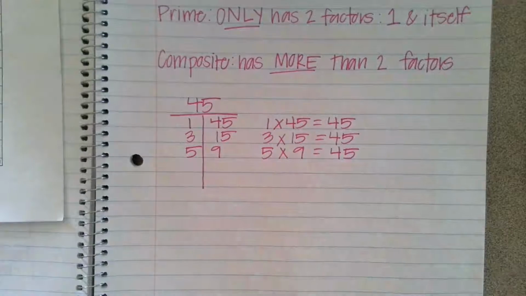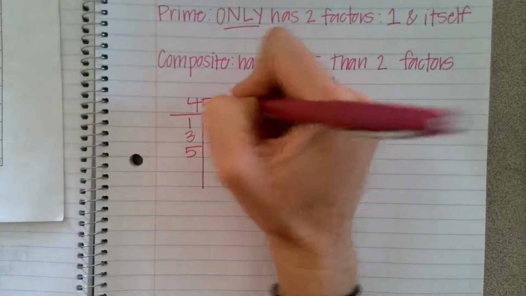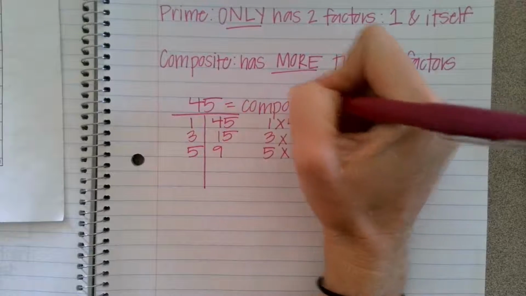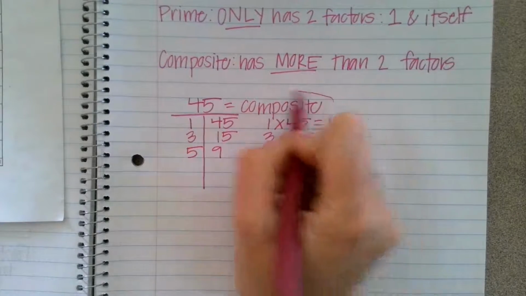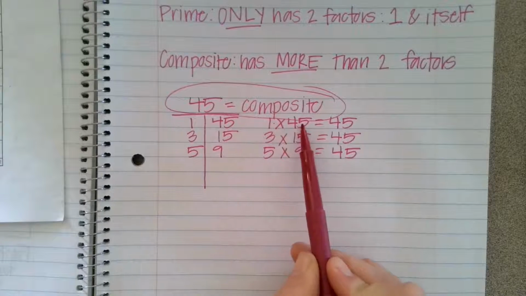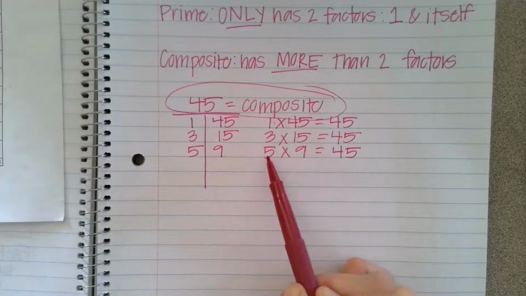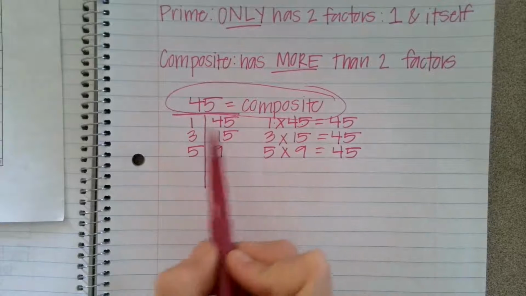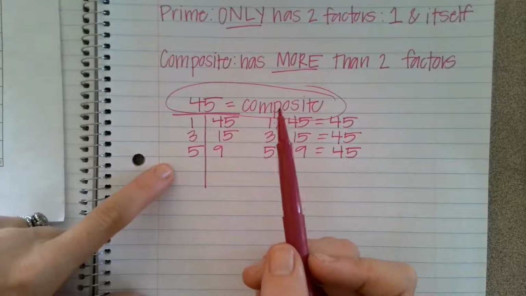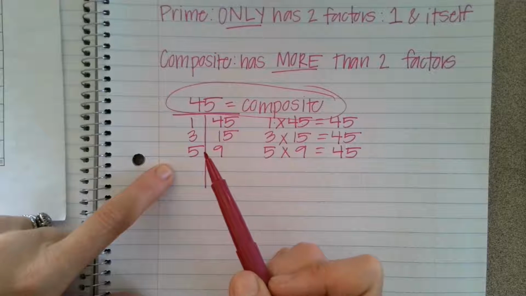So that means 45 would be composite, because 45 has 1, 2, 3, 4, 5, 6 factors. We just listed them right here. The reason I like doing the factor tree is it helps make sure I don't miss any, and it also helps to make sure I don't repeat any.